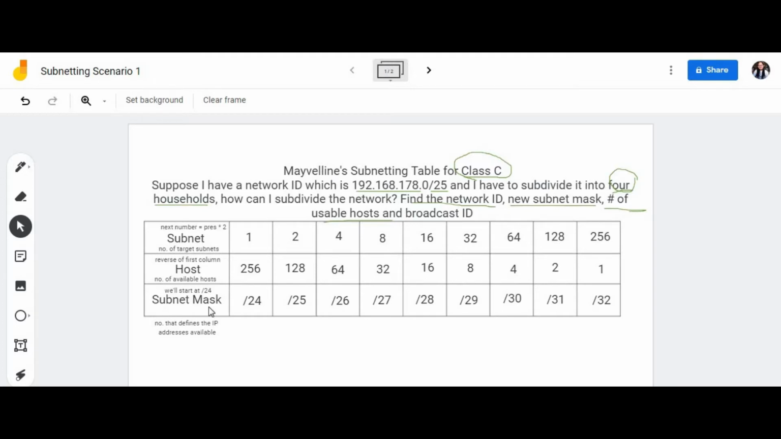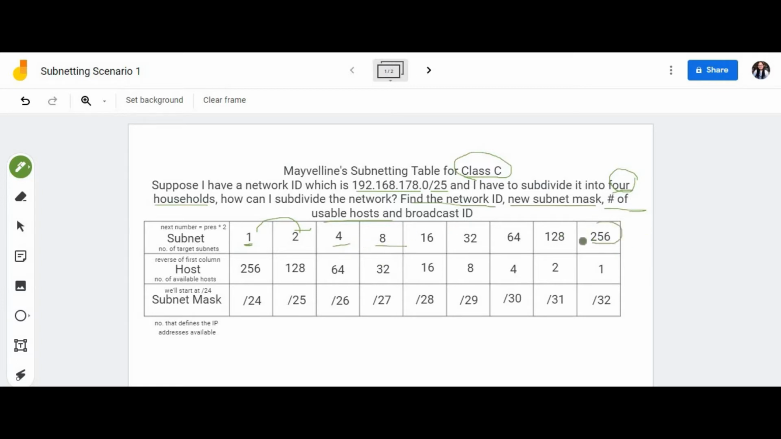Now we have to move on. We have to create a table because this is a lot easier than just dealing with binaries. Now we will create a table which includes the subnet, the host, and the subnet mask. The subnet, basically, is the number of target subnets that we are looking for. For the second column, we have the number of available hosts, and the subnet mask is basically the number that defines the IP addresses available for the network. Now, how can we complete the first column?